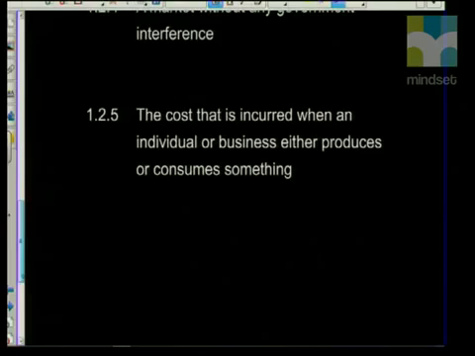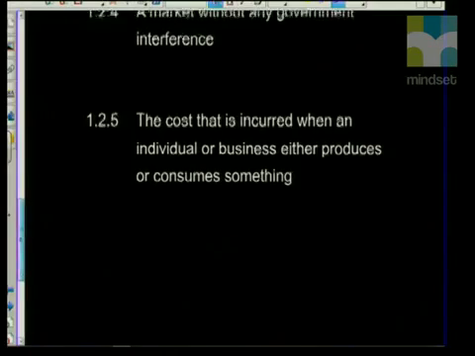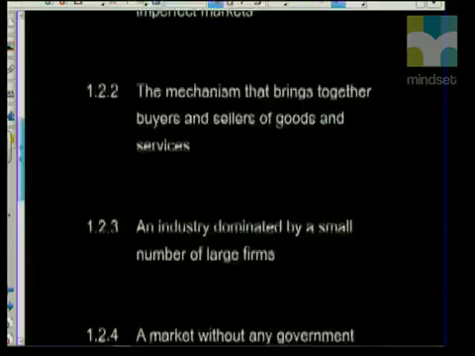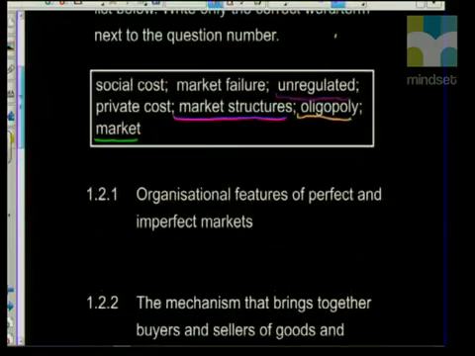And then the last one, 1.2.5, the cost that is incurred when an individual or business either produces or consumes something. And because it is attached to a company or to an individual, it will be private cost. When it affects people that are not directly involved in the process, then it would be known as social cost.